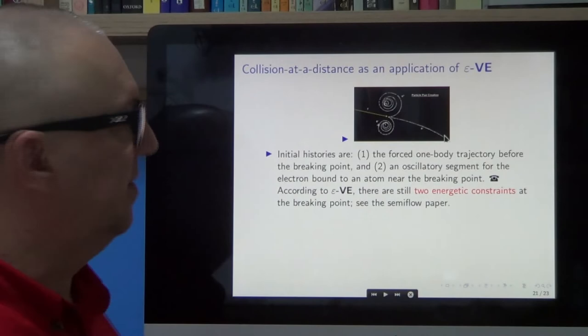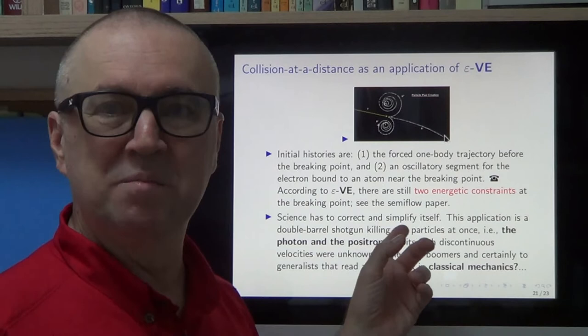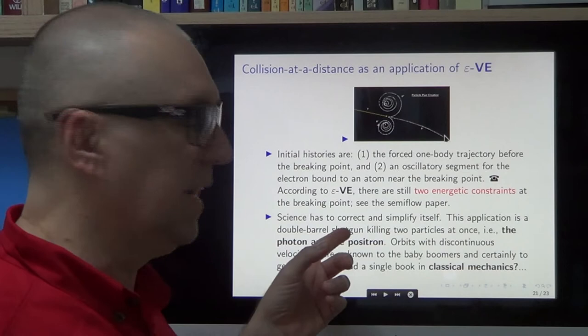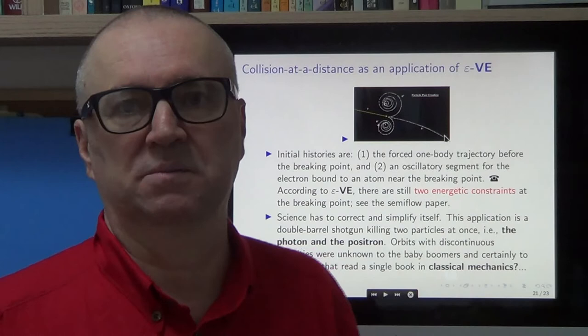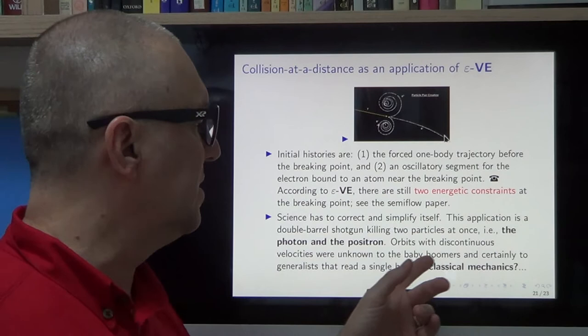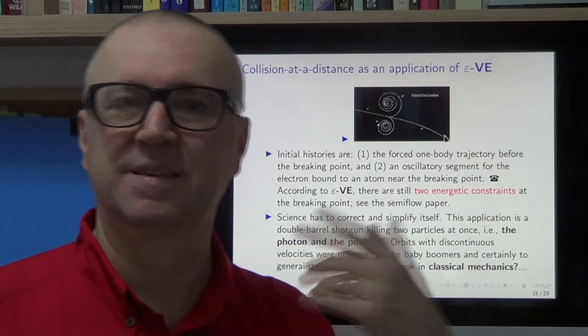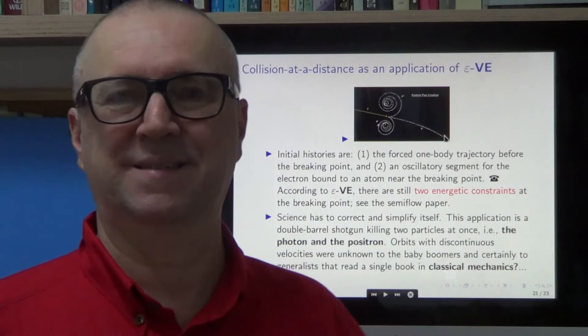So again, science has to correct and simplify itself. This application is what I call a double-barrel shotgun, killing two particles at once: the photon and the positron. You don't need the photon here because you have a breaking point and the positron is the same electron. So, okay. Orbits with discontinuous velocities were unknown to the baby boomers, and certainly to generalists that read a single book in classical mechanics and live still today and perhaps think that I'm doing classical mechanics. No, I'm not. Okay.